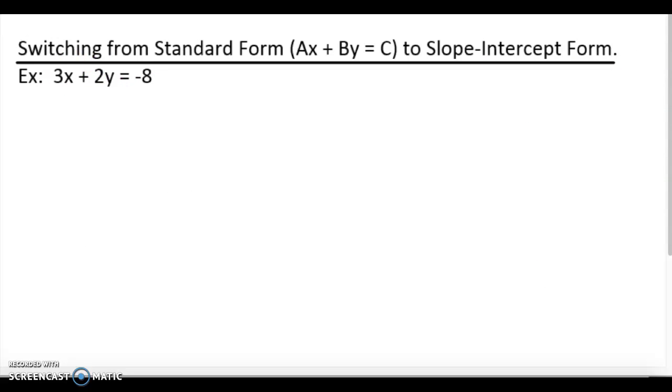So here we've got one in standard form, that is ax plus by equals c, and we want to switch it into slope-intercept form. The reason we want to do that is because if I have it in slope-intercept form, as you've been able to see, it's way easier to find the slope and the y-intercept, which means it's easier to graph. You can always find the x-intercept and the y-intercept in this form, but putting it in slope-intercept form just makes it a little bit easier.